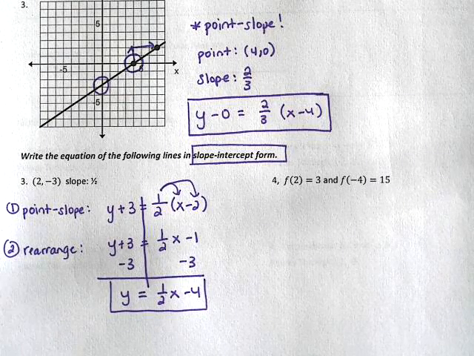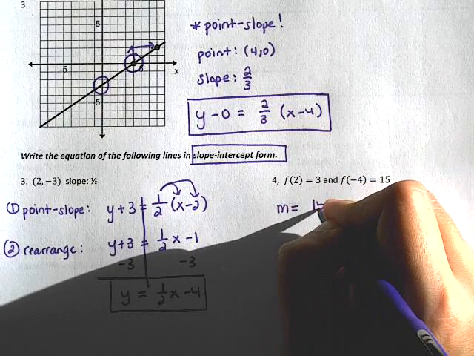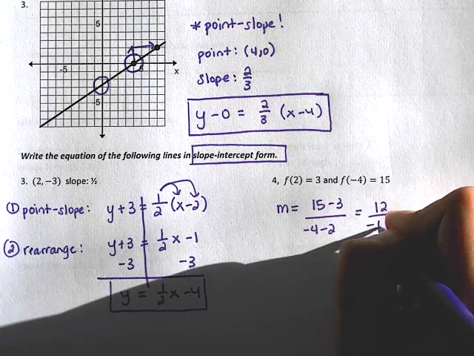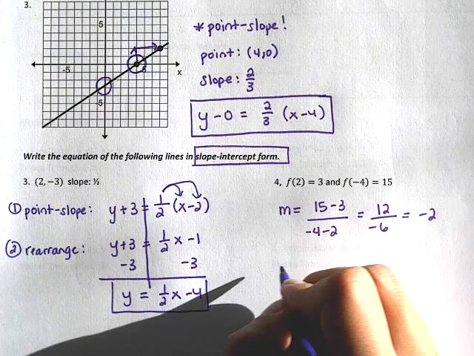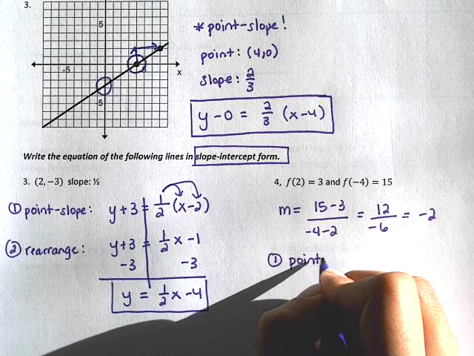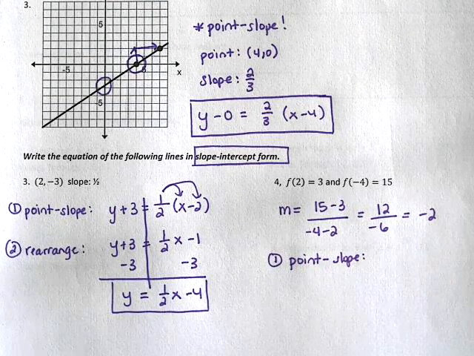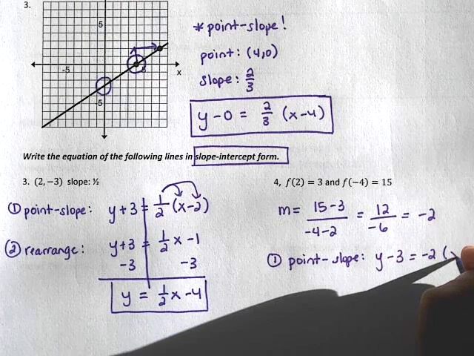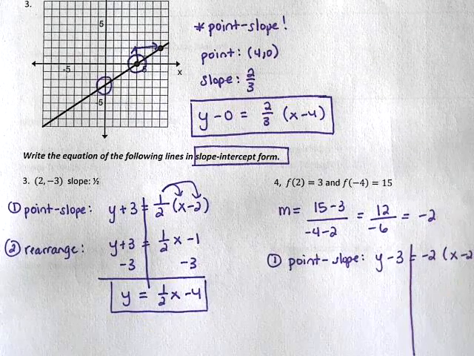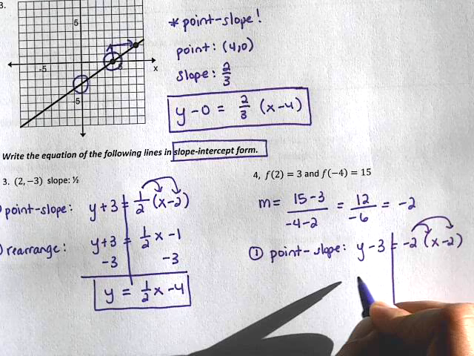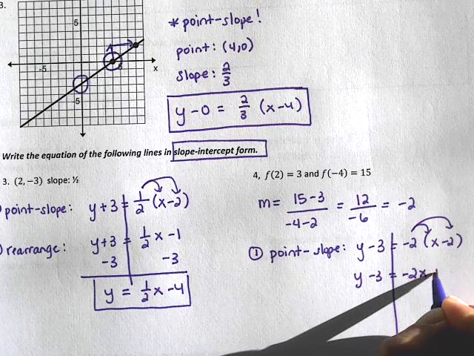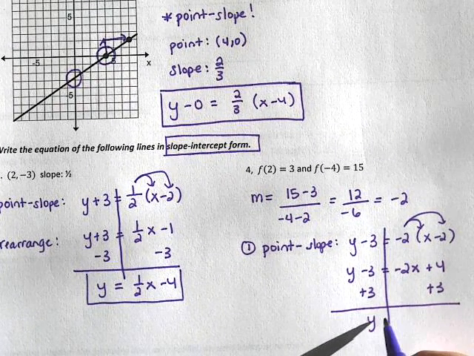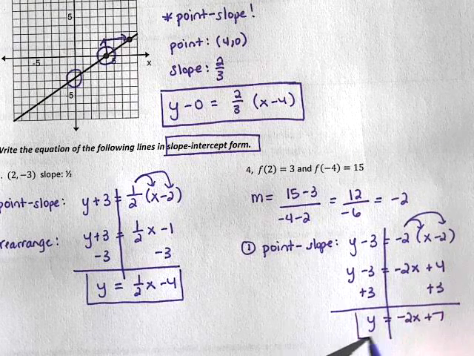Same thing with number 4. Find the m, 15 minus 3 divided by -4 minus 2, which is 12 divided by -6, which is -2. Then write point slope, even though it doesn't say to, write that so you can get the other one. And you would have y minus 3 equals -2 parentheses x minus 2. Distribute, -2x plus 4, add 3, and you would have y equals -2x plus 7, and you're done.